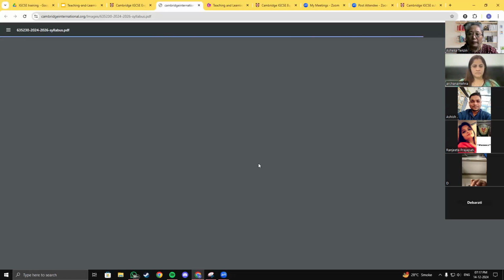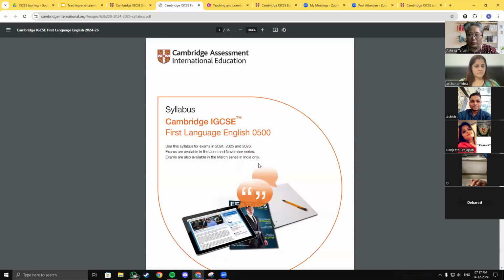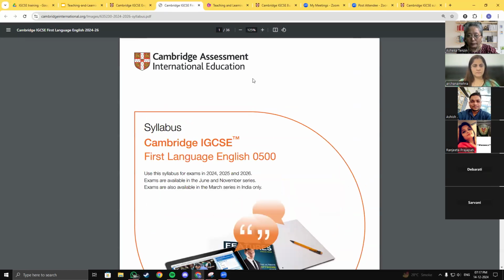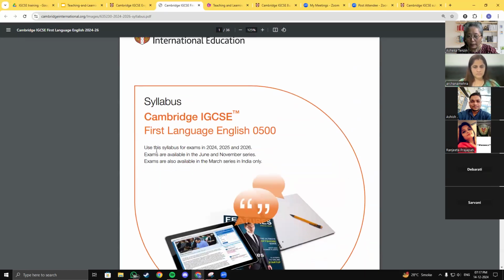Okay, so right now I'm showing you the syllabus for English. So this is how the syllabus looks. Use this syllabus for exams in 2024, 2025, and 2026. Exams are available in June and November series. Exams are also available in March series, but only in India.